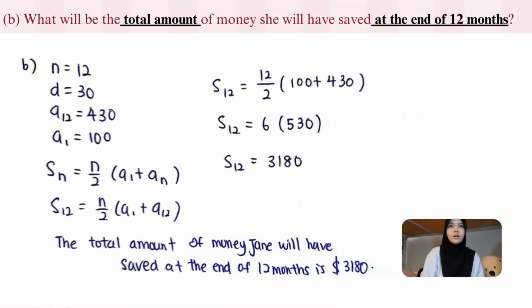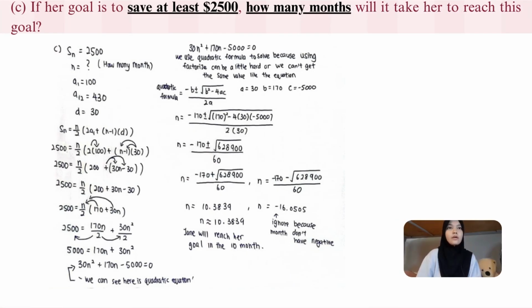Next, question B. What will be the total amount of money she will save by the end of the 12th month? The keyword here is the total amount at the end of the 12th month, which means the question is asking for the summation of money at the end of the 12th month. So we are going to use the summation formula to solve this question. We already know the value for A1, n, which is 12, and then we substitute these values into the formula so we can find the summation for the 12th month, which is $3,180.